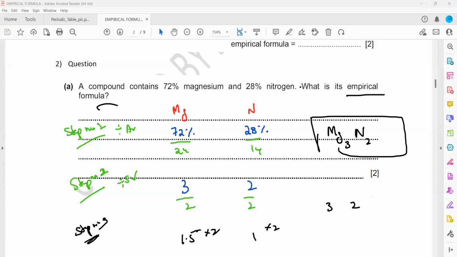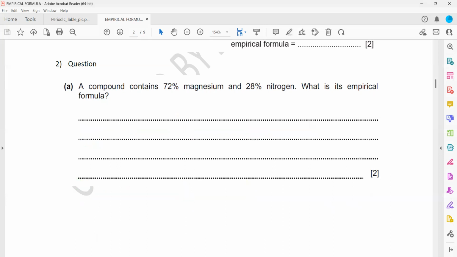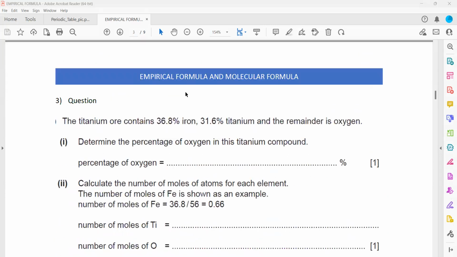Is this example clear? Yes, sir. Okay, good. So if they ask what is the simplest formula, or what is the formula and the simplest ratio, or what is the empirical formula, all have the same meaning. You will do it in the same manner.